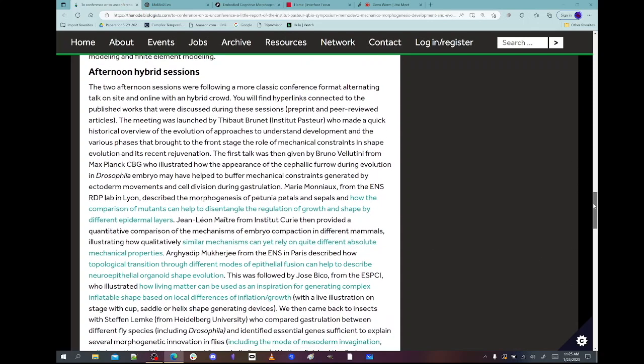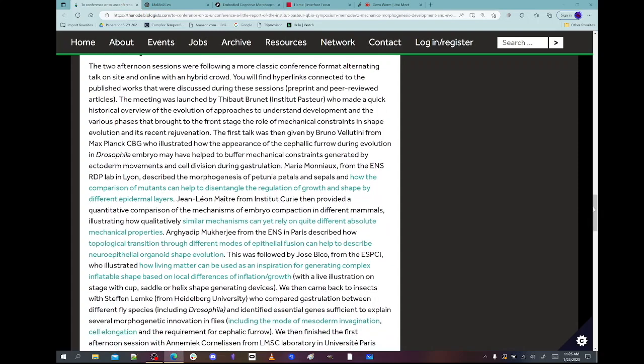We had talks on petunia petals and sepals. We had talks on how mutants can be used to disentangle some of these different issues. So, for example, the furrow, is it controlled by genes or is it controlled by mechanical processes? The same thing with plant growth and development. What kinds of genes are involved, and if you knock them down, what are the effects? There are also other types of quantitative studies on different types of mechanisms, such as embryo compaction in mammals, and how these types of mechanisms can be interpreted and understood.